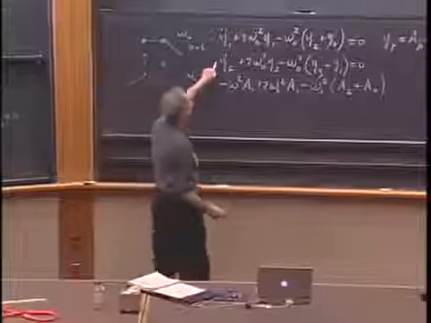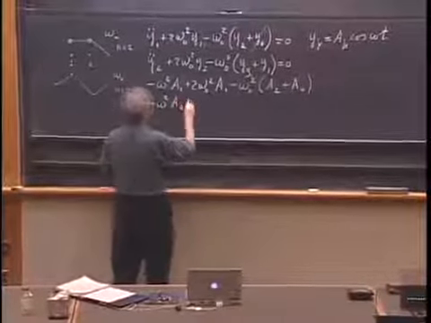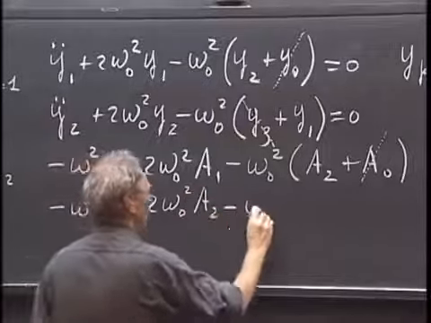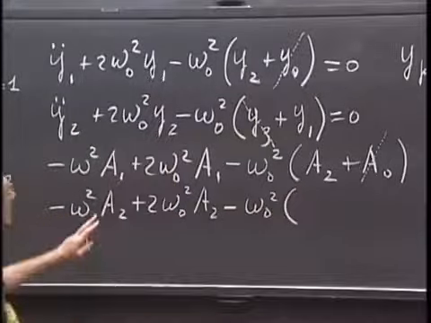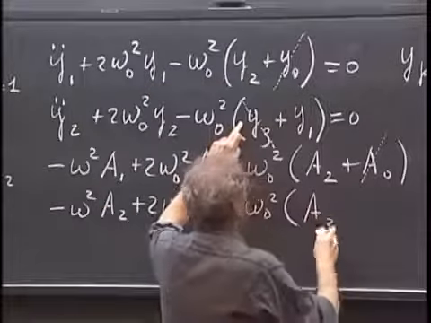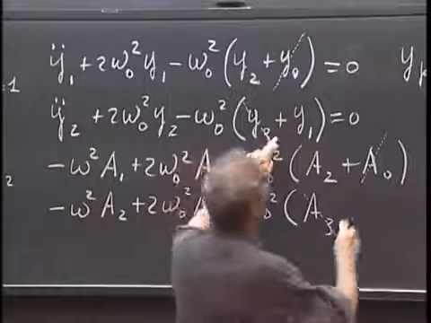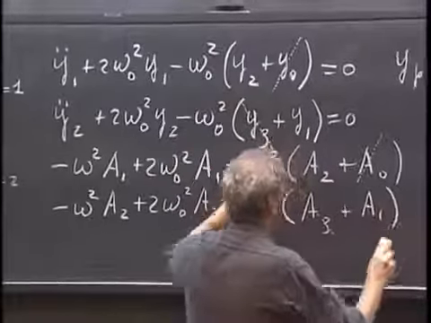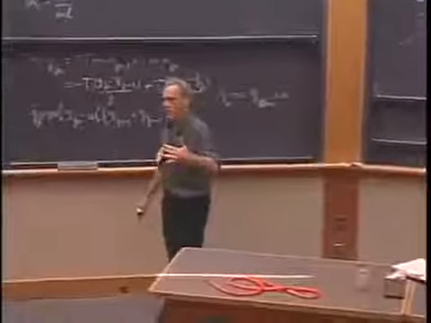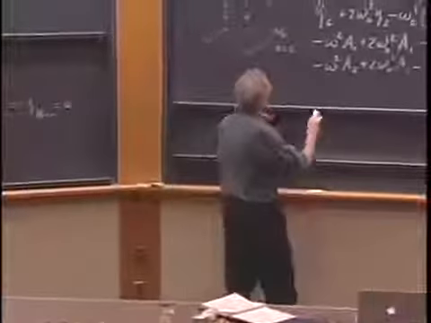I go to particle number 2. I get minus omega squared times a2. Becomes a little boring. 2 omega 0 squared times a2 minus omega 0 squared. And now I have a y3 here. So I get an a3, which happens to be 0, but that's not so relevant right now. And then I get plus a1. And the reason why I started off with 1 and 2, that now you see how we can put it in the P-th particle. So the P-th particle now is going to be rather easy.